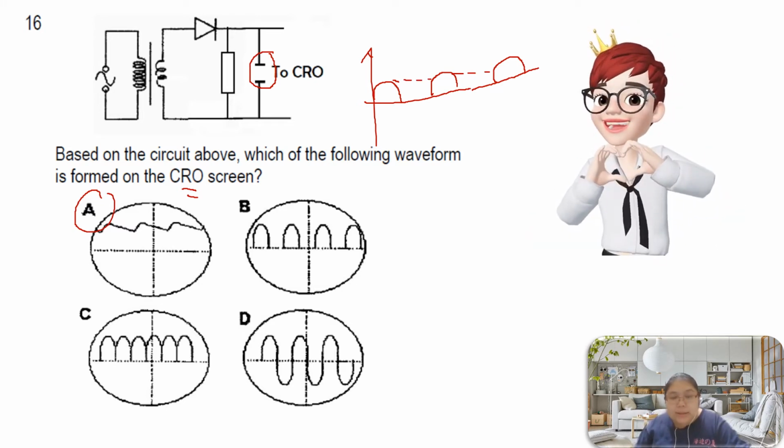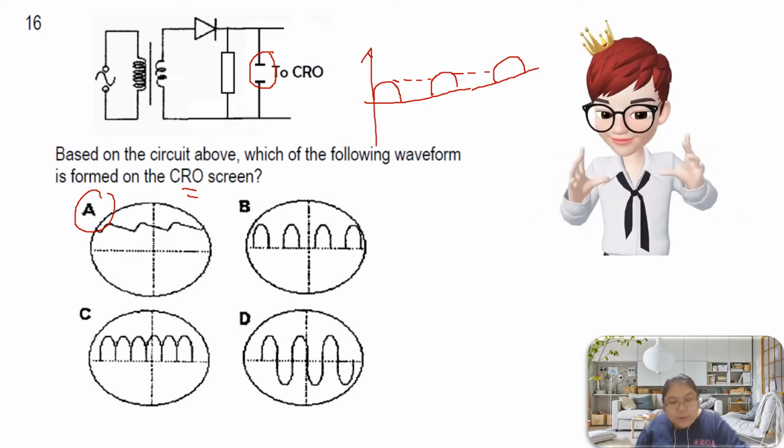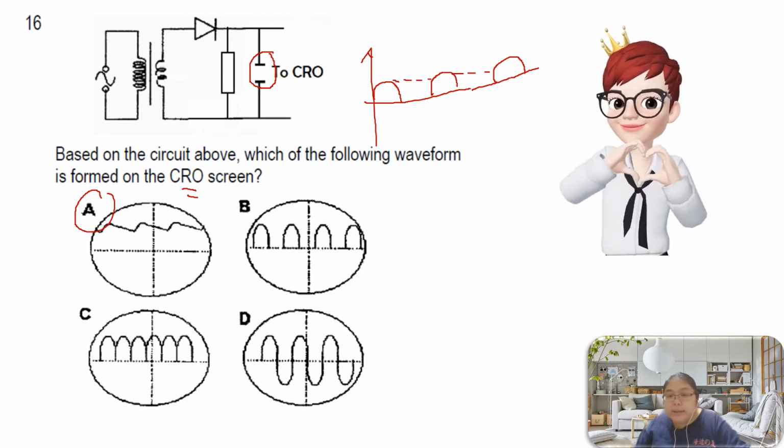Okay, so we just discussed the 3 objective questions. For the rest, if you have a problem, you can text me, then I will explain for you. Then we need to go to the structured questions.